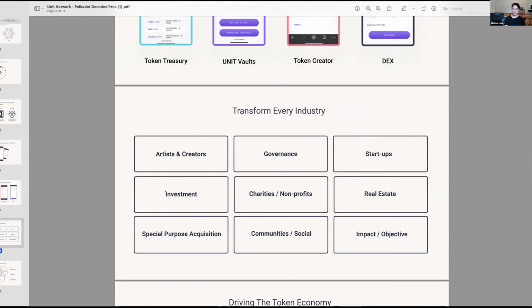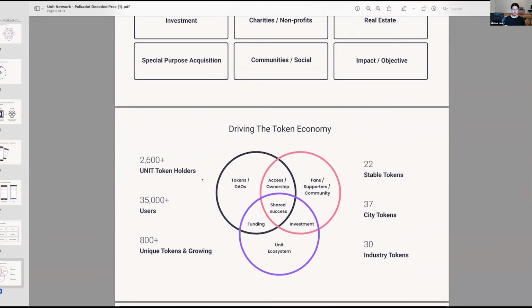How's this going to change the world? It's going to change every single industry, every single person, every single business, every single community. Here are a few examples of some of the different parts of the economy it's going to revolutionize, whether it's startups, real estate, artists and creators, governance, nonprofits. All of these industries and aspects of society will be transformed through the token economy.